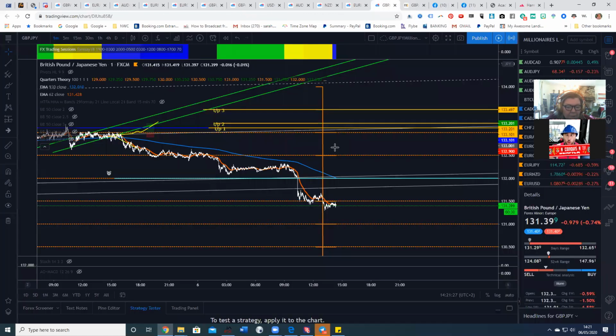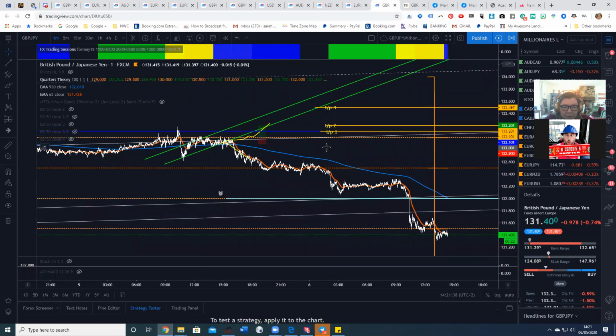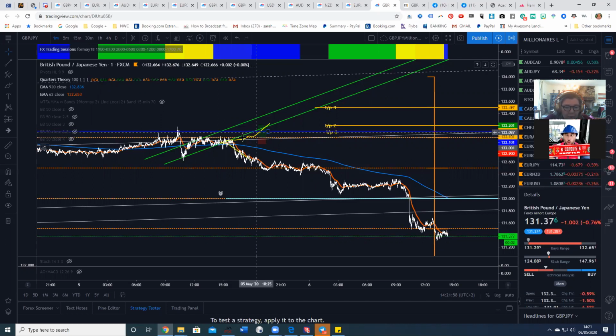GBP JPY, Great British Pound, Japanese Yen. Oh yes, I wanted to talk to you about this one because this is one that I looked at yesterday on the call. So I put it out as a trade idea for a possible buy. So that's why I've kept the markups here for you. I did say on the call, and you can see on that yellow line, I said at this point it's a 50-50 trade. Only get into it if it did a break and a retest on that quarter theory, which it didn't do.